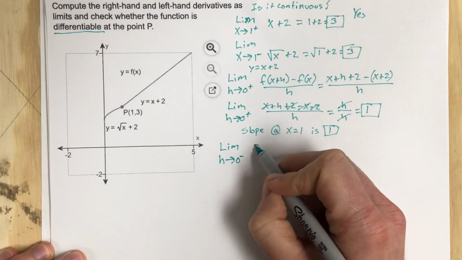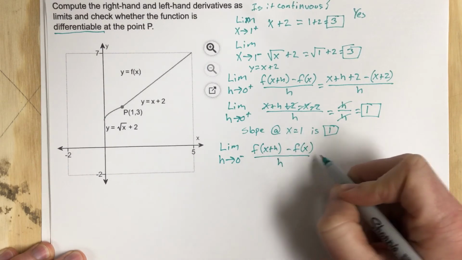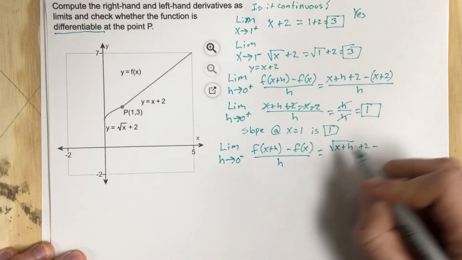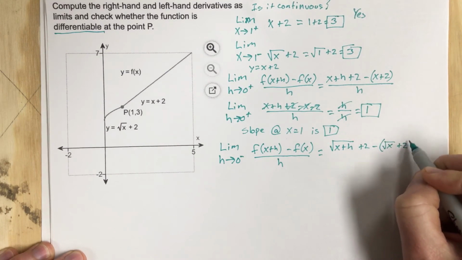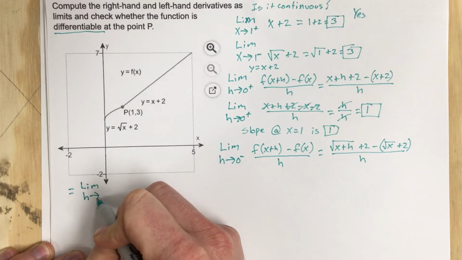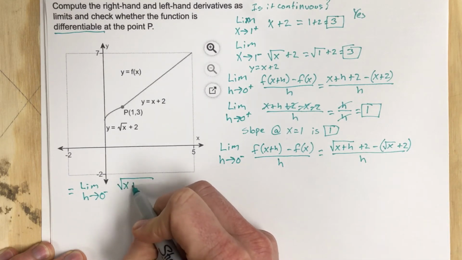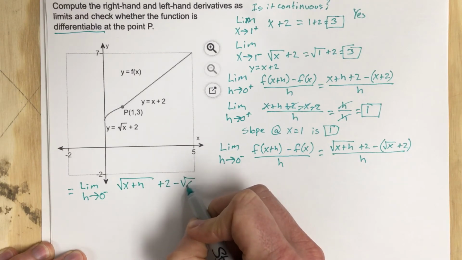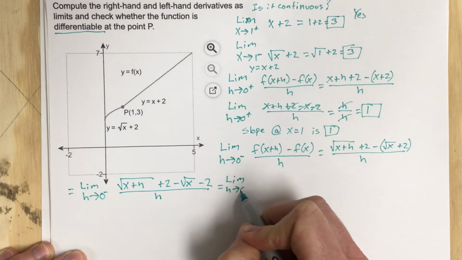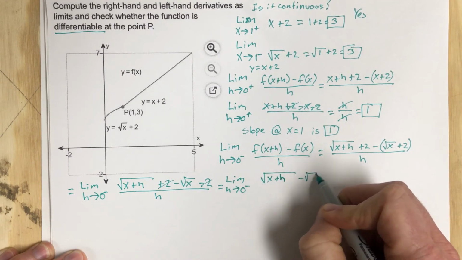Well, that's going to be found by doing f of x plus h minus f of x all over h, which is going to give you root x plus h plus 2 minus the original function, which is root x plus 2 all over h. So this is going to equal the limit as h approaches 0 from the left. I'm going to distribute the negative, so I end up with root x plus h plus 2 minus root x minus 2 all over h, which equals limit as h approaches 0 from the left. The 2's cancel, and I'm left with root x plus h minus root x all over h.